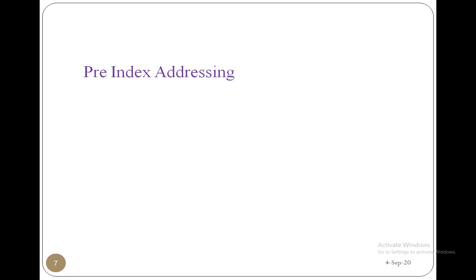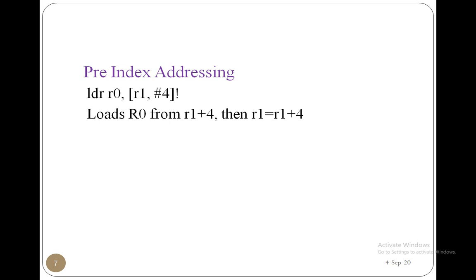So coming to the pre-index addressing, LDR R0 comma R1 comma hash 4, here an exclamation mark is there at the end. If no exclamation mark is there, what will happen? The R1 plus 4 address is incremented by 4, and the data present in that address R1 plus 4 is going to be stored into R0. Now with this exclamation mark, after performing that operation, R1 is going to be modified as R1 plus 4. That is, the R0 register is loaded with the data present in the R1 plus 4 address, and after that, R1 is going to be modified as R1 plus 4.